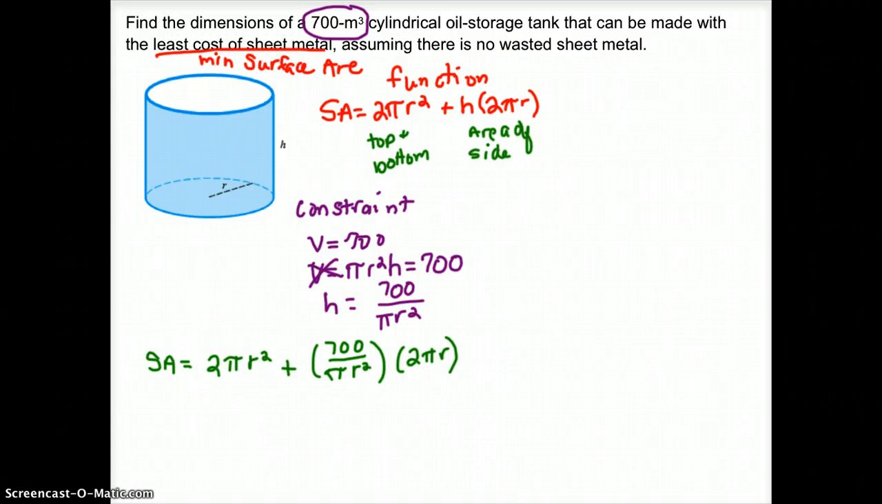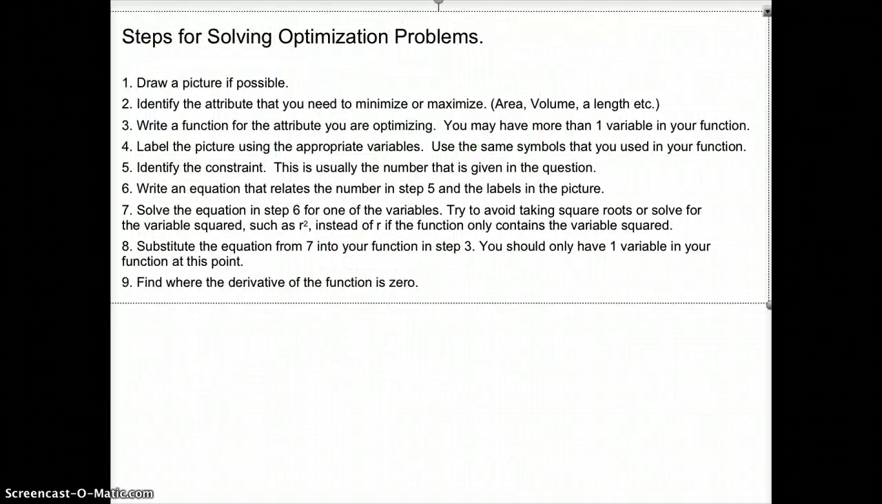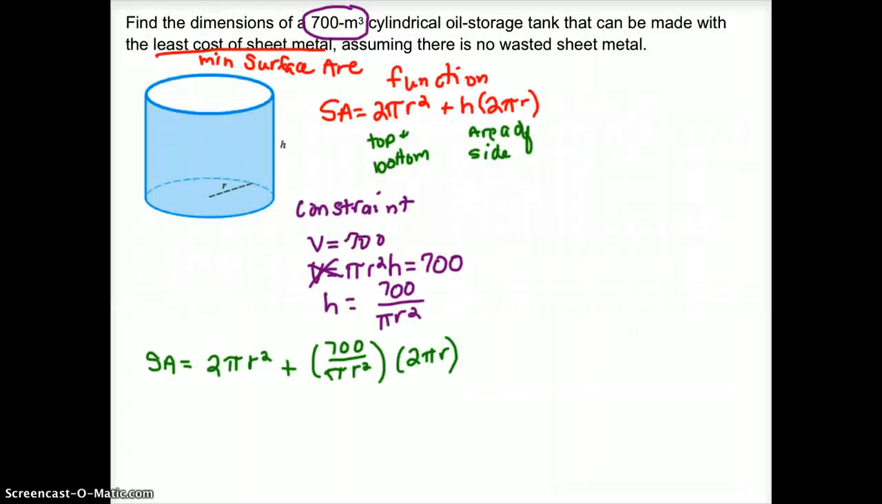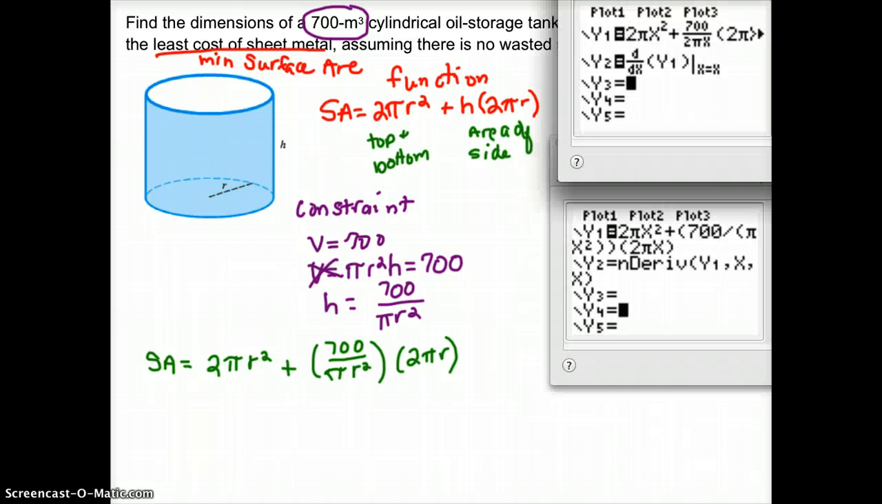So we actually got the hard part done. Now we're just ready to find where the derivative of the function is equal to 0. This is back in the section where we talked about where the min-max occurs, where the slope of the tangent line is 0. So your next step is to put this function into the y equals part of your calculator. I pull up my calculator screens. I actually already have them in.